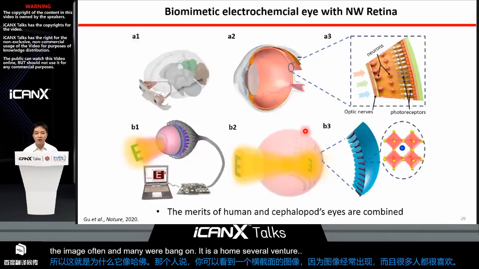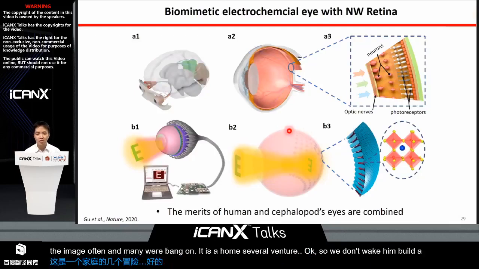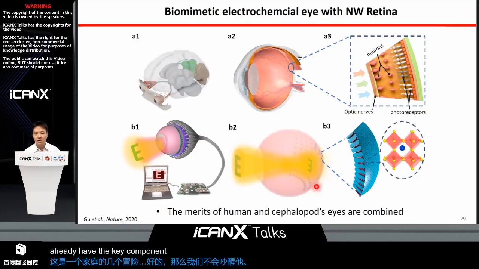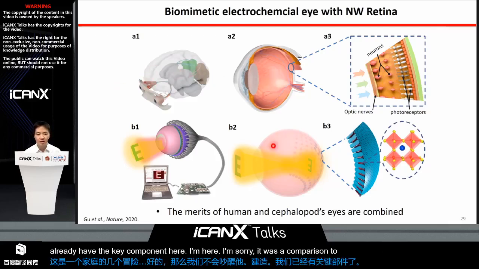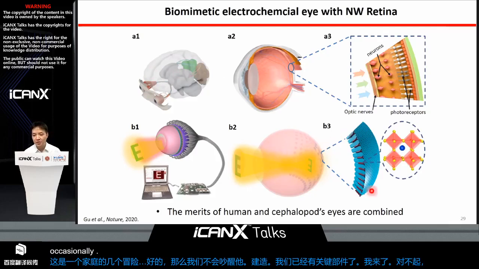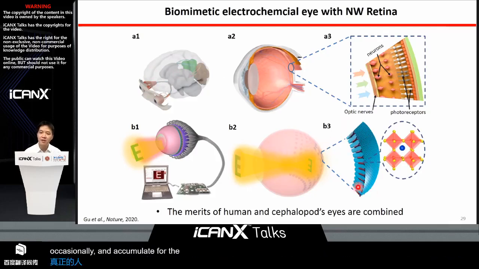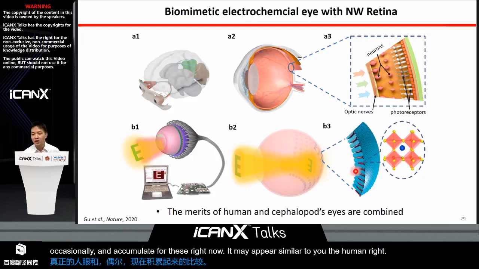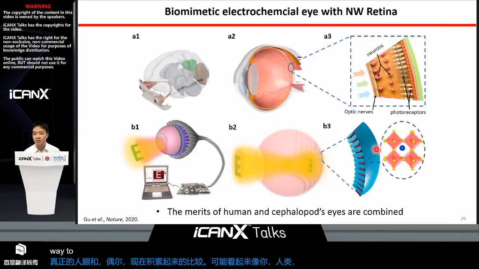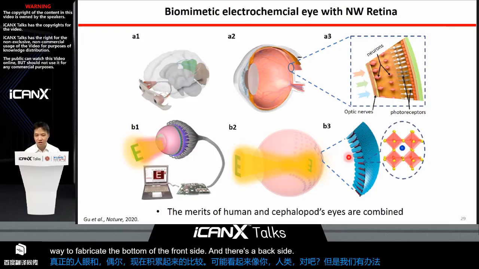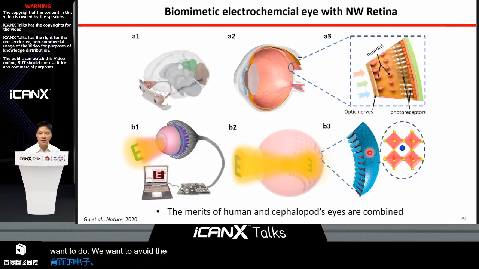Okay, so with that, we can build our artificial eye. We already have the key component over here. Here, I'm showing you the comparison between the real human eye and our artificial eye. Particularly for this retina, it may appear similar to the human retina, but we have a way to fabricate the front side and the back side electrodes. So I will explain how we do it. All we want to do is avoid this blind spot issue.